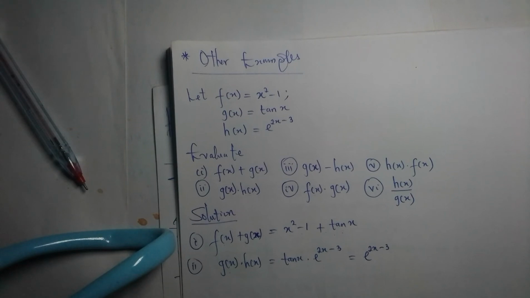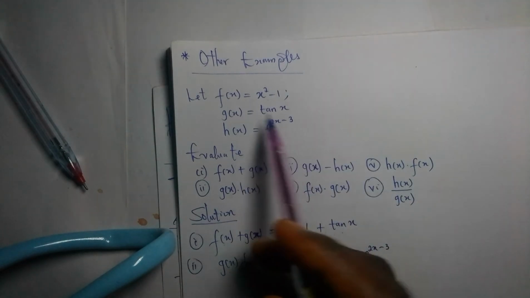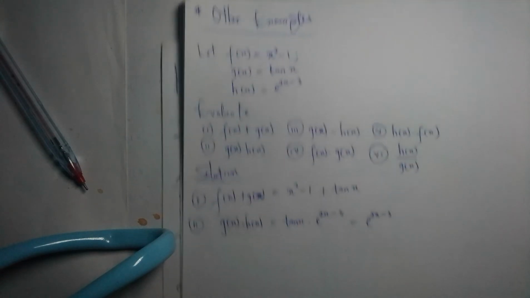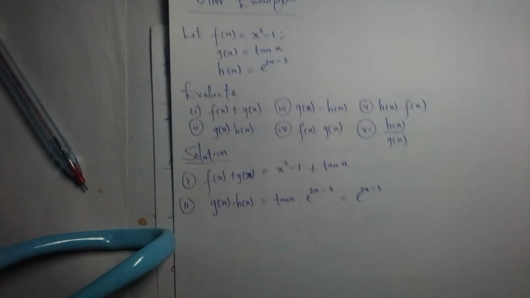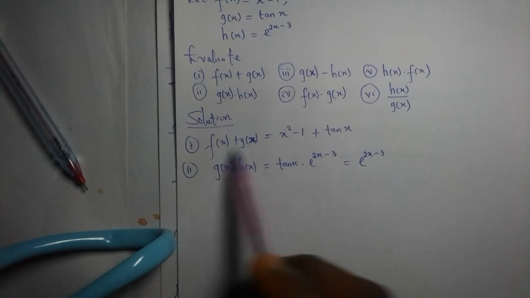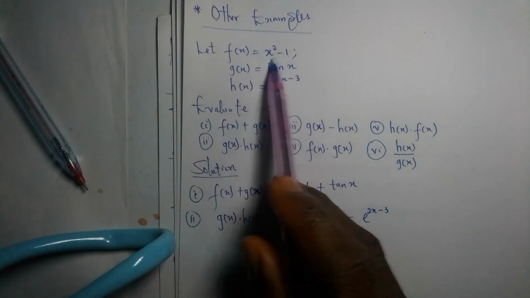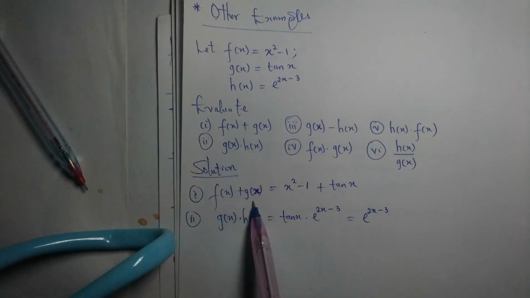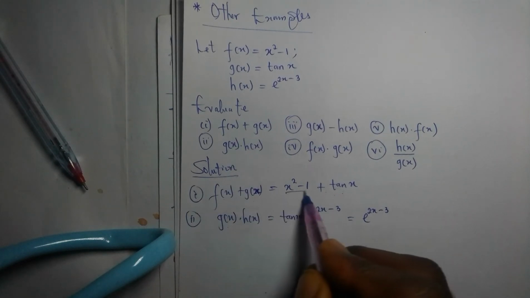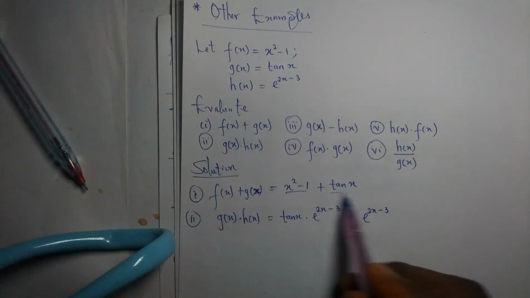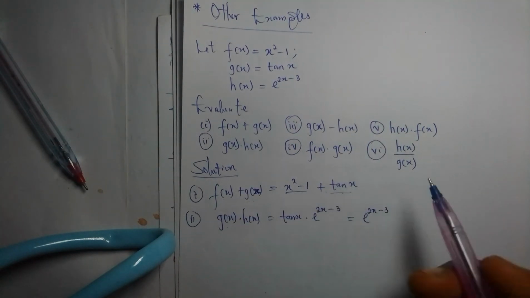We have other examples, like let f of x be equal to x squared minus 1, g of x equal to tan x, h of x equal to exponential 2x minus 3. So we have all these questions to evaluate. The first one here is f of x plus g of x. Here already f of x is defined as x squared minus 1. So if you have f of x plus g of x, then we have x squared minus 1, because that is f of x, plus g of x, which is tan x, so we have plus tan x. And this is all about it. We can add them together.